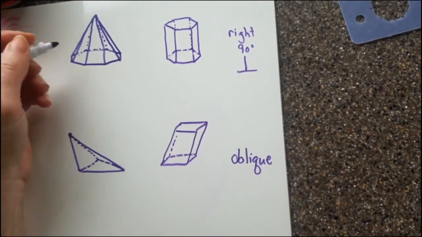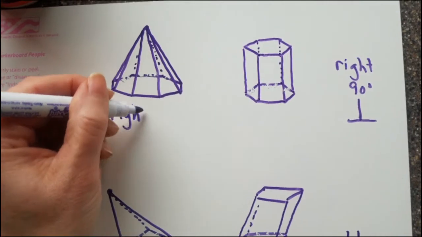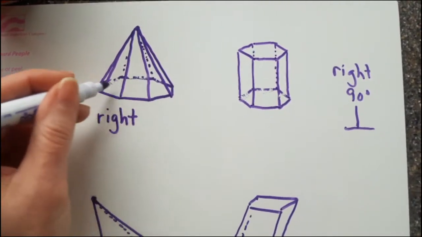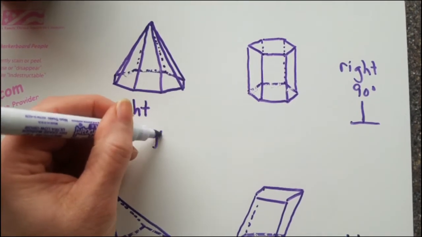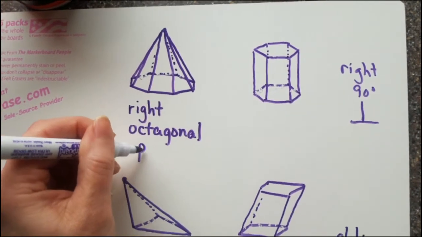Okay, so then what you see here is you've got all these different examples, and they actually have 3 pieces to the name. So this here, you first name it whether it's right or oblique. So this would be a right. Then we name it according to its base. This one has an octagon. So this would be a right octagonal, and then is it a pyramid or is it a prism? So this one is a pyramid.